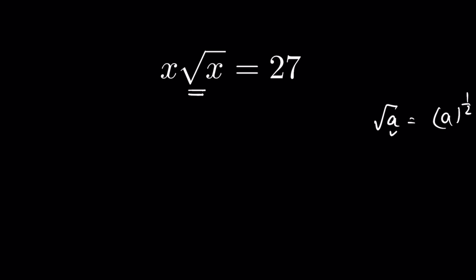So when we have to remove the square root, we square it. Squaring it means we have to multiply the exponent with 2. So a raised to the power of 1 upon 2 times 2, this 2 and 2 gets cancelled. So to remove the square root, we square it. So let's square both the sides.